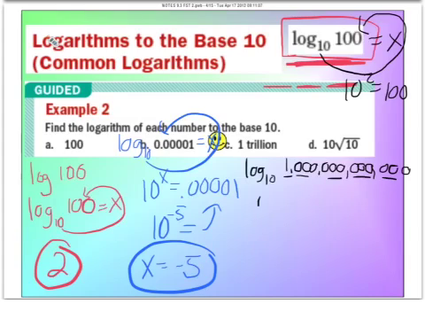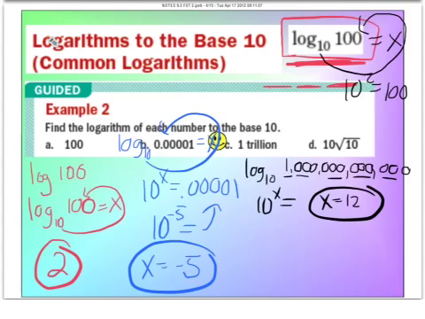So the question is, 10 to what power is going to equal the trillion? If you go ahead and do that, you're going to end up counting that there are 12 zeros behind it. So in this case, x has to be 12. Put it in the calculator if you want to check it.